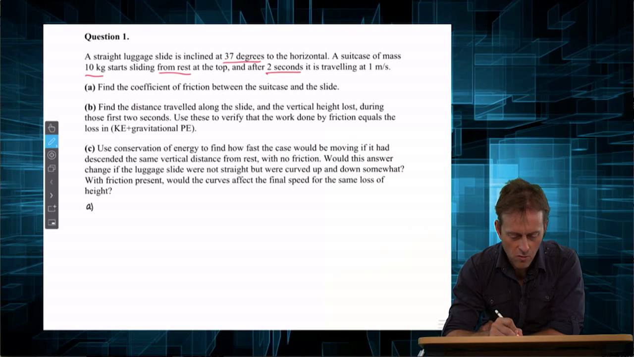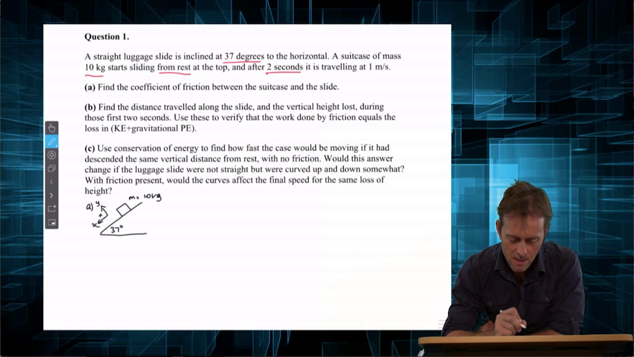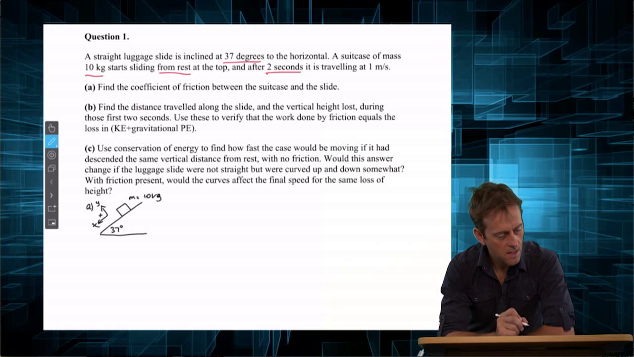I would start by drawing a nice diagram that says what's going on. You've got a ramp, 37 degrees in here. You've got your suitcase sitting here like this. Its mass is 10 kilograms. That is g. Define which ways are positive. This is the positive y, this is positive x, so we know what our coordinates are like.